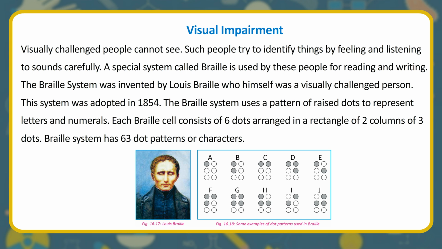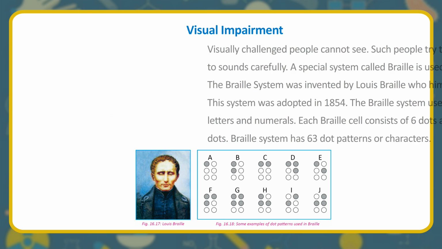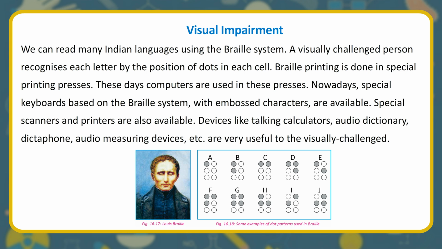The Braille system uses a pattern of raised dots to represent letters and numerals. Each Braille cell consists of 6 dots, arranged in a rectangle of 2 columns of 3 dots. Braille system has 63 dot patterns or characters. We can read many Indian languages using the Braille system. Louis Braille. Some examples of dot patterns used in Braille. A visually challenged person recognizes each letter by the position of dots in each cell.